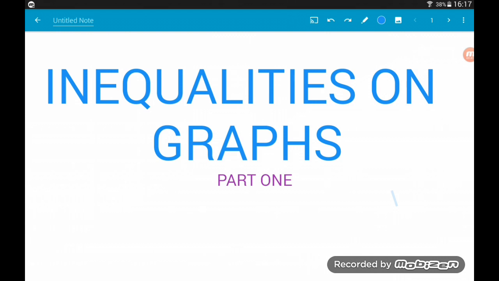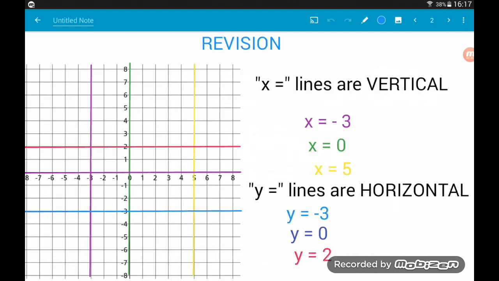So let's get cracking. We need to do a tiny bit of revision before we get going with the inequalities. You need to be really happy at plotting lines on a graph. As I said, in this one we are only looking at vertical and horizontal lines. When we're given x equals a number, those lines are always vertical, so straight up, straight down. We've got 3 of them plotted here: x equals minus 3 in purple, x equals 0 in green, and x equals 5 in yellow.